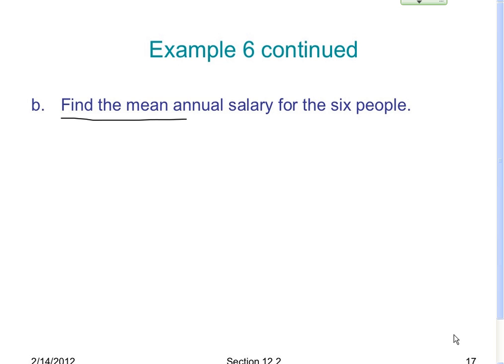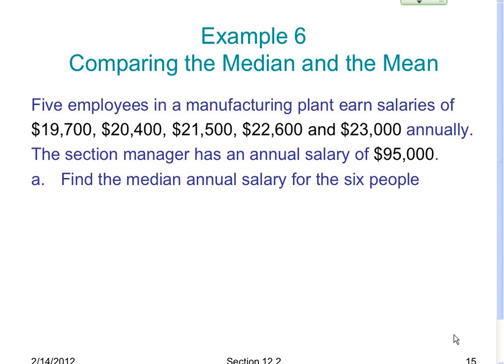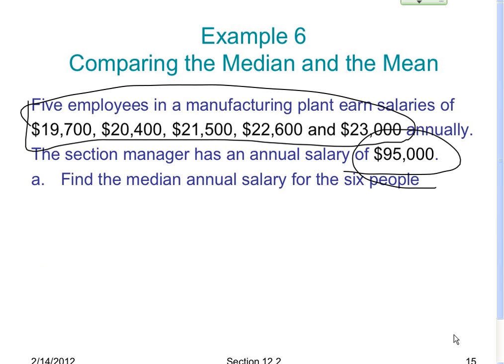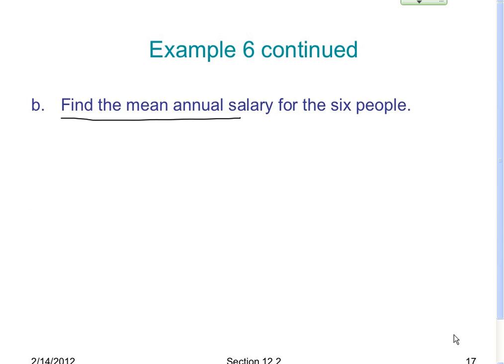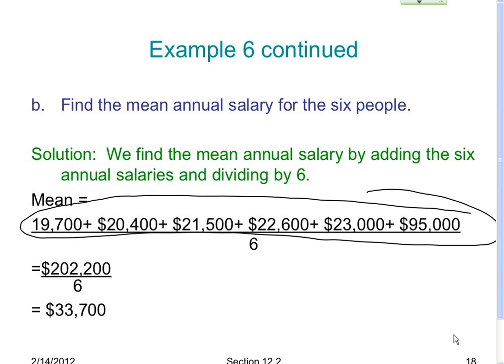Next says find the mean. Well, to find the mean, you're going to add up the numbers. So let's come back here so I can see the numbers. Going to add up these 5 plus this one and divide by 6. And again, since I already know that's in my slide, I'm going to cheat. You add up all 6 numbers, divide by 6 because there are 6 numbers, and the mean is going to give us 33,700.